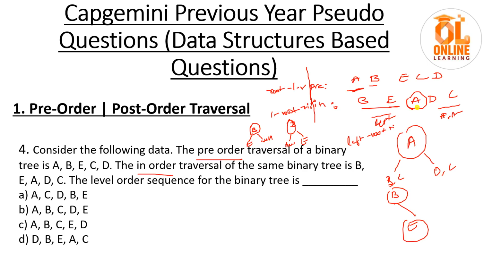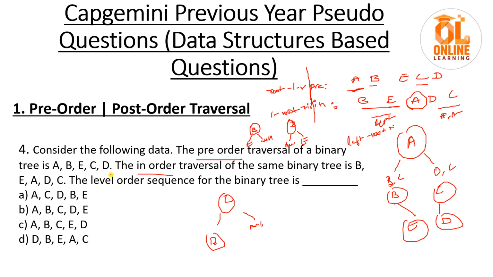Same way for D, C: the first root is C as per the pre-order. So C is a root, and in the in-order it is D C. D C means the only possibility is C as root, D on the left, and null on the right. So it will be left, root, right. So D will come here. So the tree is A, B, with right side E, and A, C, with left side D.